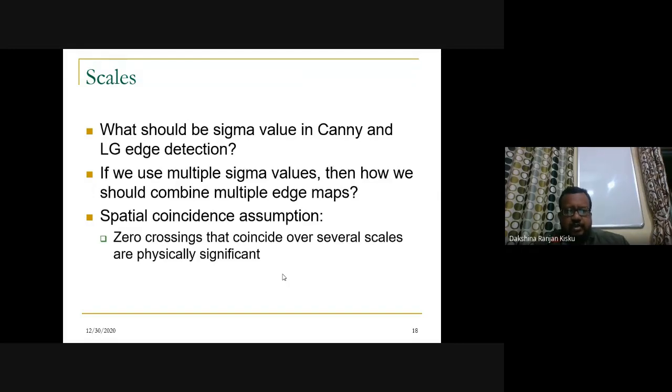The next is the spatial coincidence assumption. We can make an assumption that zero crossings that coincide over several scales are physically significant. Here zero crossing means the edges in the images. Edges mean the change of the level. If we go from white to black, then between white and black we have the edge. At that point, it is called the zero crossing. So zero crossings, or the edges in the images, that coincide over several scales are physically significant.